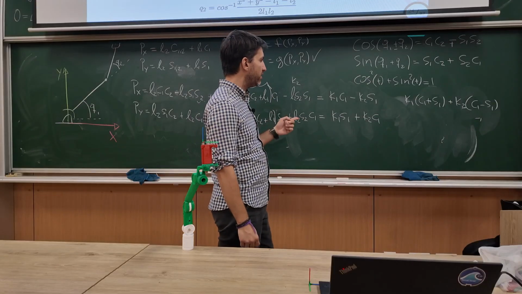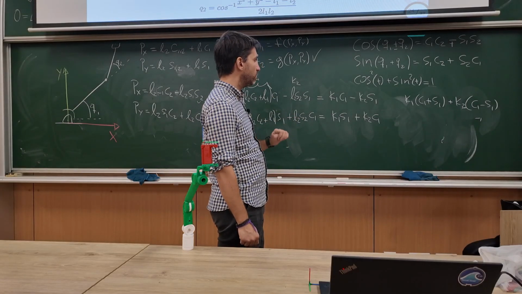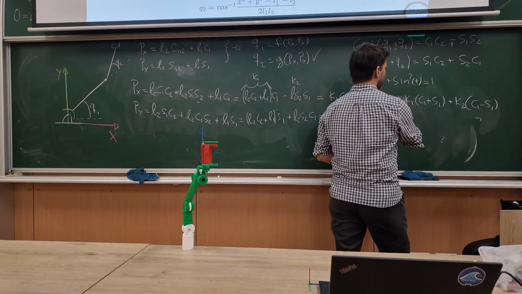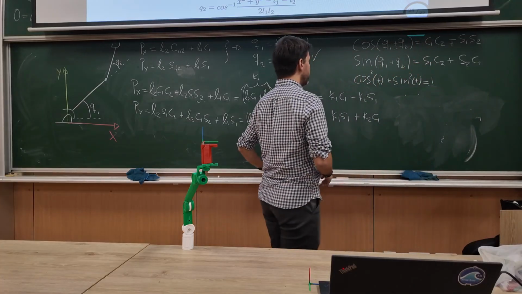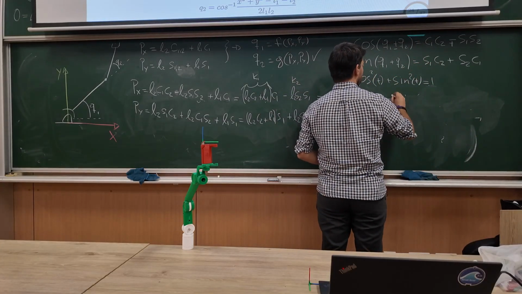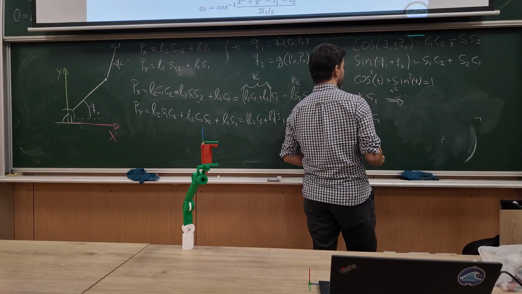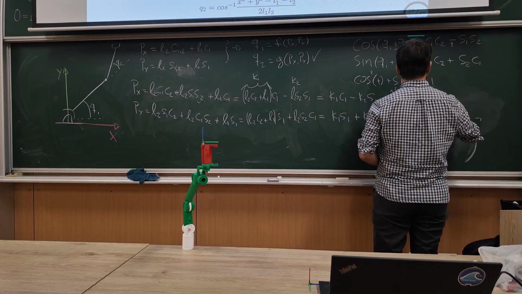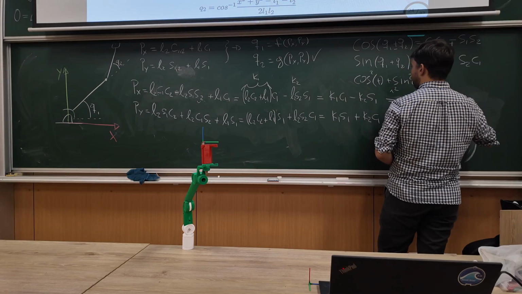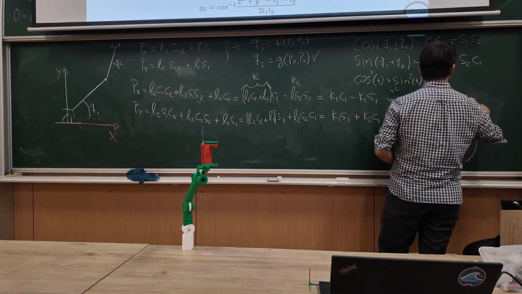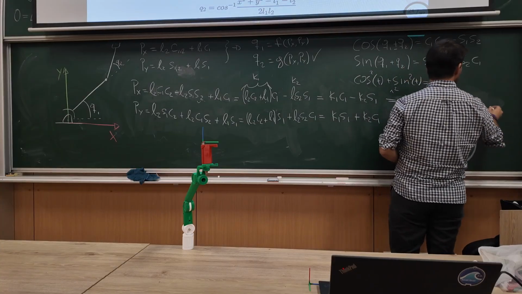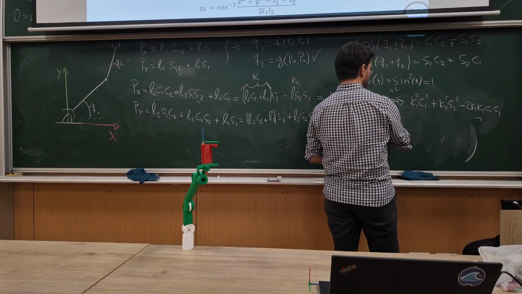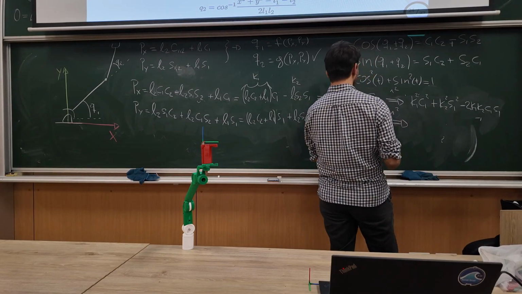What if we square them and add them? What will we get? What if I square this, at the power of 2? What will I get? Kappa 1 C1 square plus kappa 2 S1 square minus 2 kappa 1 kappa 2 C1 S1. Correct? And what will I get from here if I power it 2?